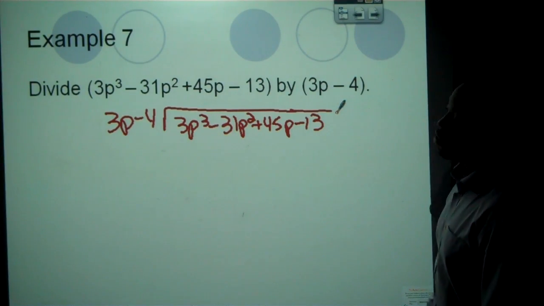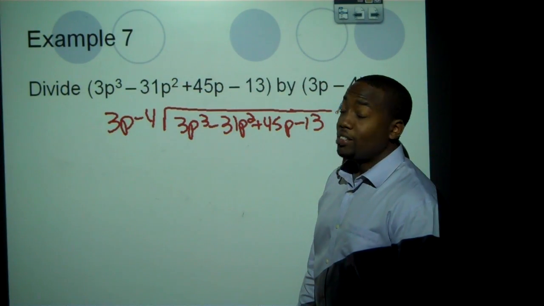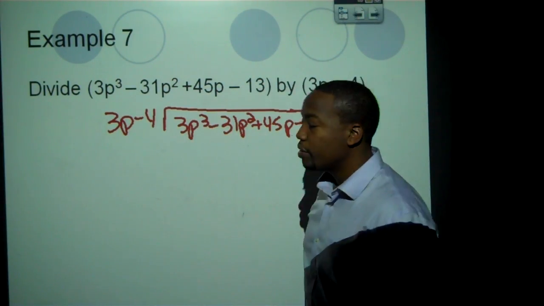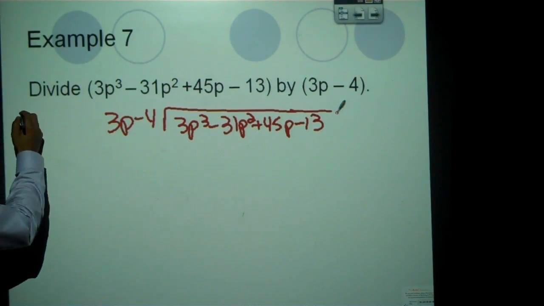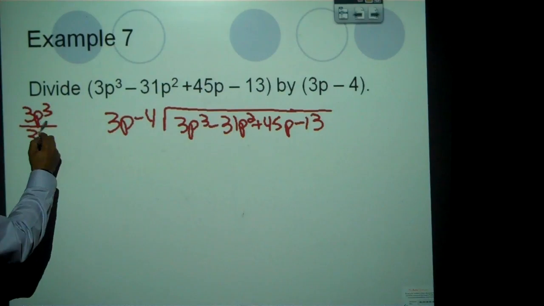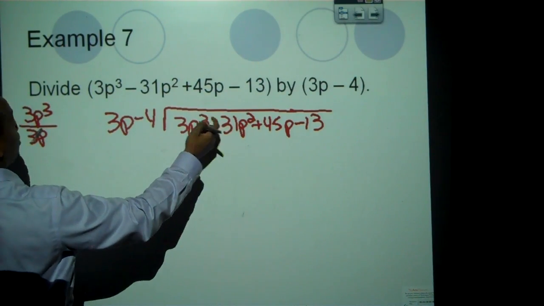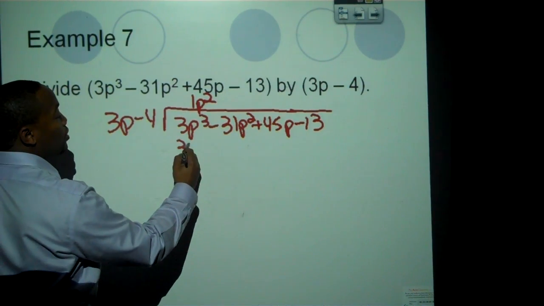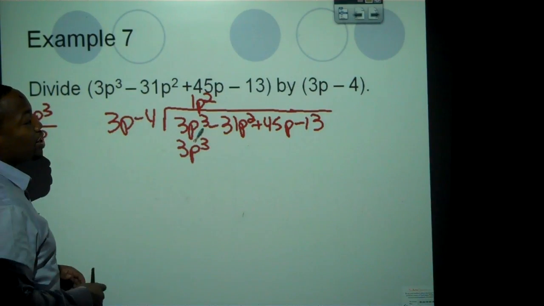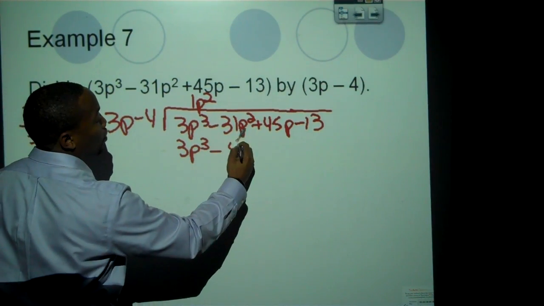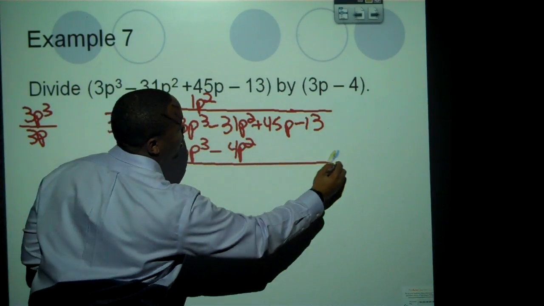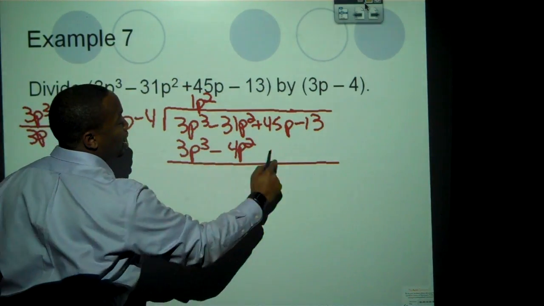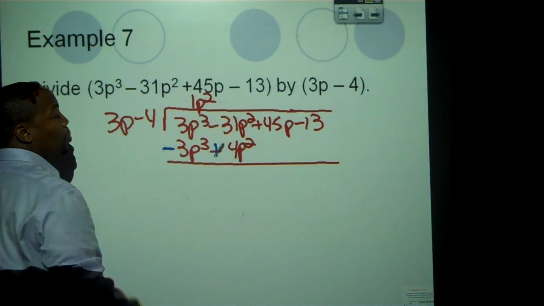Alright. So, we're back to the same process again. How many times does 3p go into 3p to the third? 3p to the third divided by 3p, what do I get? I get 1p squared, right? So 1p squared times 3p gives me 3p to the third. 1p squared times negative 4 gives me a minus 4p squared. Draw my line. And you know what? Let me change color so you can see everything. But like I said, draw my line, change my sign. So this would be a negative, this would be a positive, right?